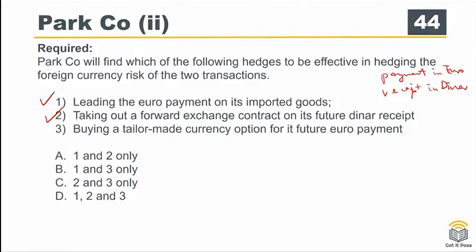Third one, buying a tailor-made currency option for its future euro payment. Sure, a currency option is a financial instrument as well. And here, leading the euro payment is the internal hedging method, and for these two, the financial instruments are the external hedging. All right, so because all of these are correct, the correct answer here is D.